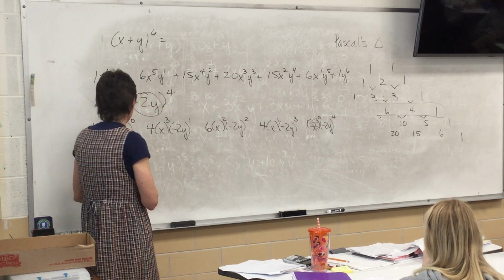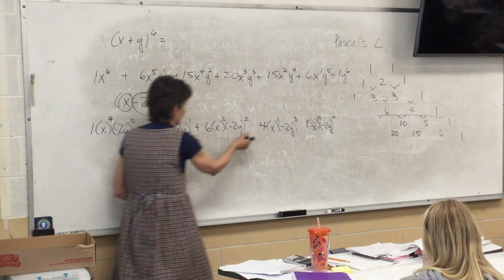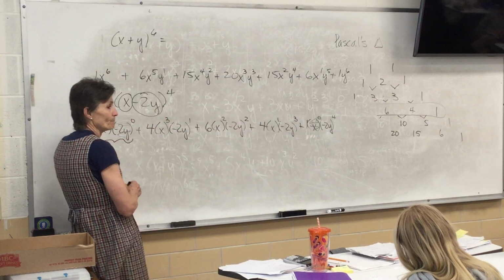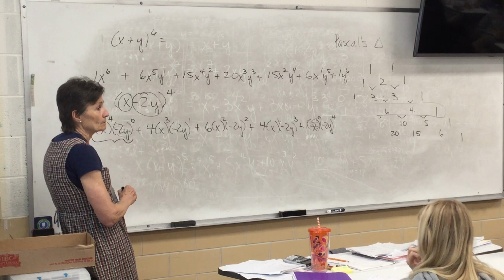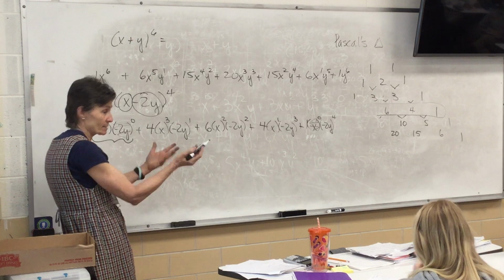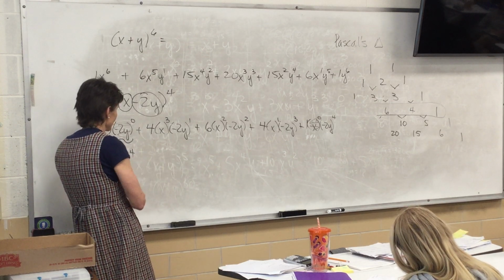Okay, now we've got to simplify. These are separate terms. I'm going to go ahead and put plus signs in between them, and I'm going to simplify each term. So what's the first term? That's x to the 4th, yeah, that one's easy.